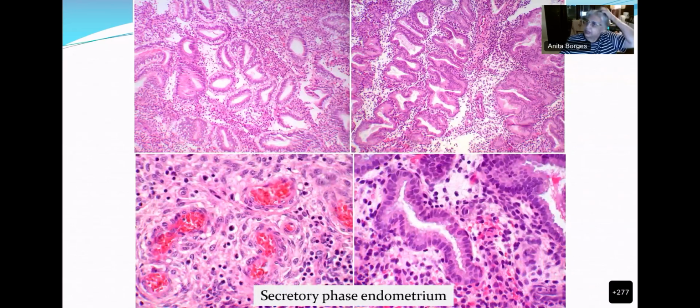All right, and here we have the secretory phase. And you heard Dr. Bhupesh talk about how he was able to date the endometrium correctly because there was subnuclear vacuolation.